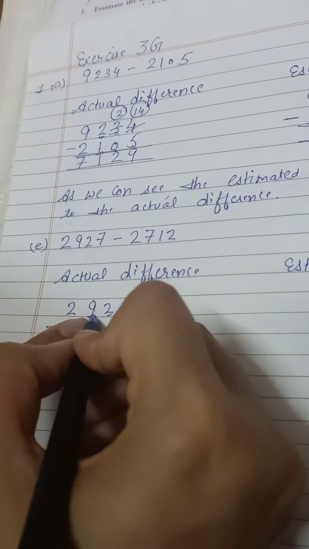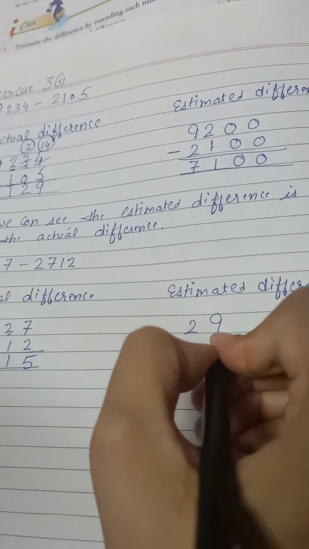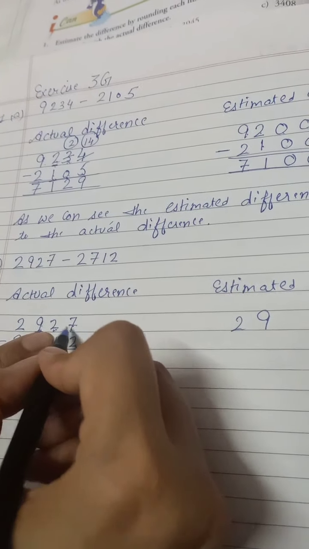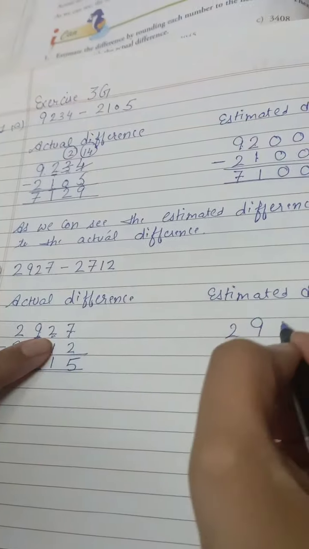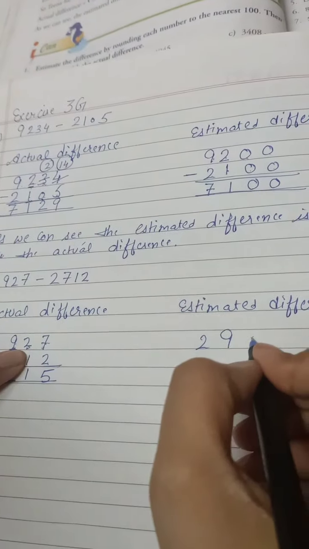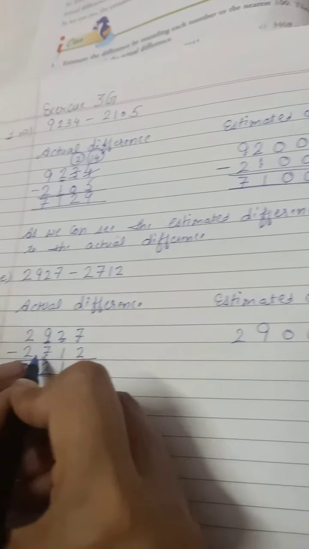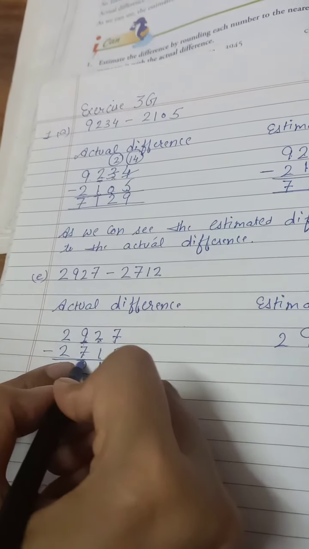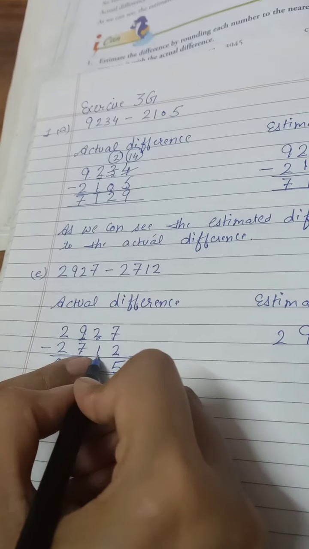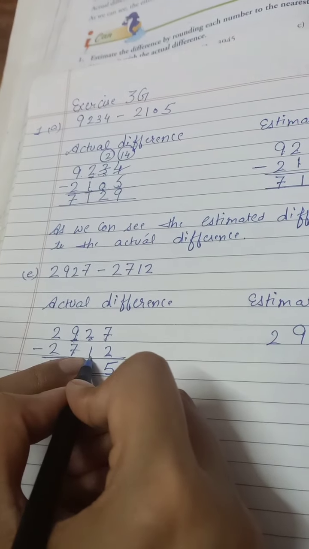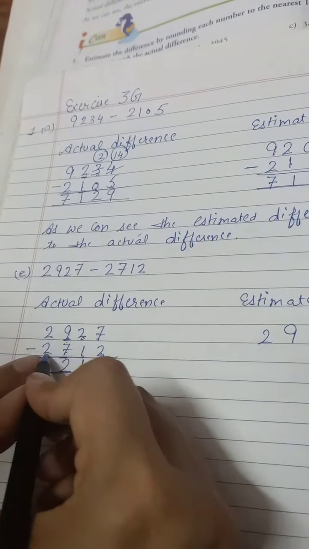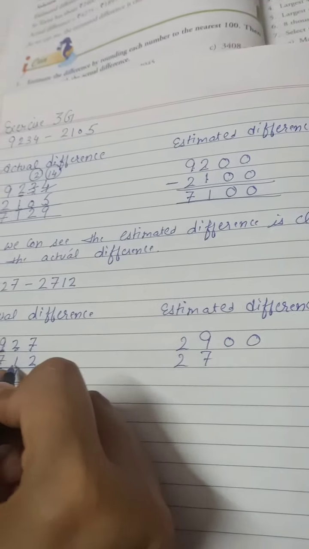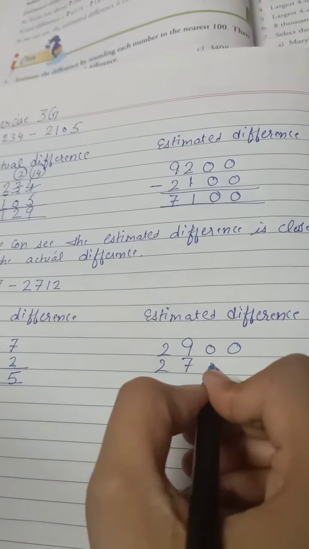So here we will write 29 as it is and replace all the digits to the right of the rounding place by zeros. So here we will replace 27 by 2 zeros. Similarly, ones, tens, 100. This is the 100 place. Now check the digit to its right. You can see here the digit is 1, which is less than 5. So we will keep 27 as it is and replace 1 and 2 by zeros.